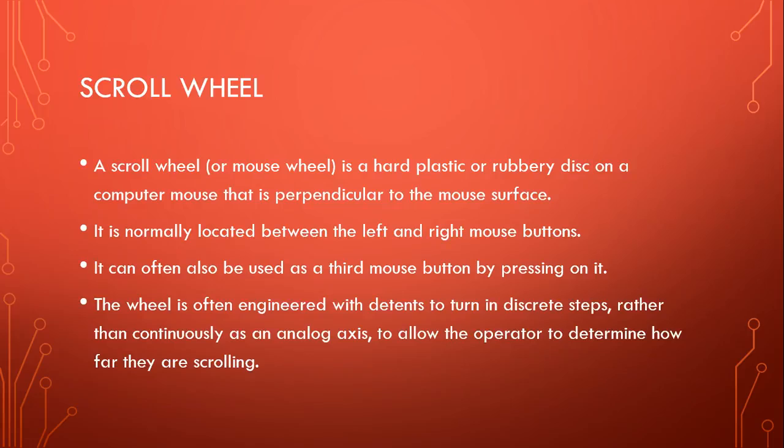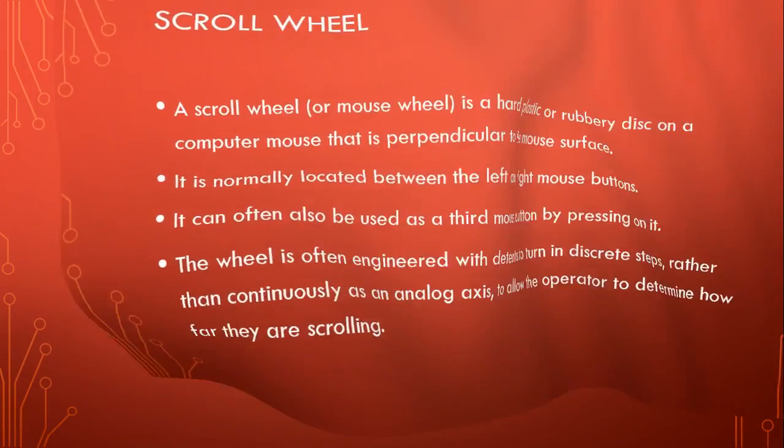Now, the wheel is often engineered with detents in order to turn in discrete steps rather than continuously as an analog axis, to allow the operator to determine how far they're scrolling. So if you ever take a mouse and scroll it, you'll know that it doesn't just continuously turn non-stop. You can feel that there are almost like little bumps in there as you turn, which helps you indicate how much you're turning the wheel.